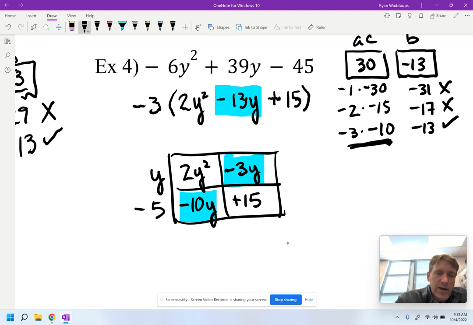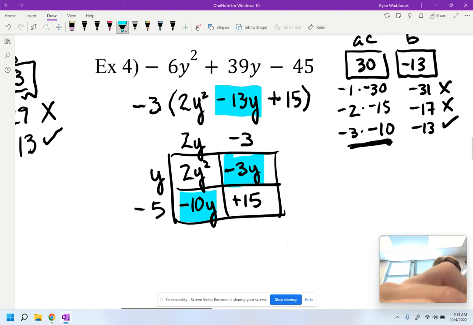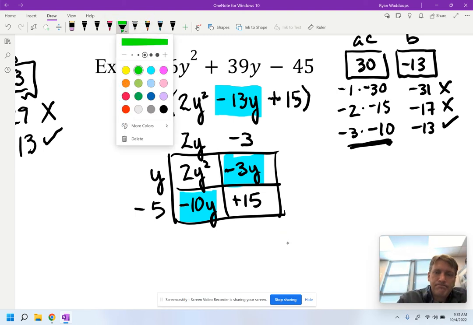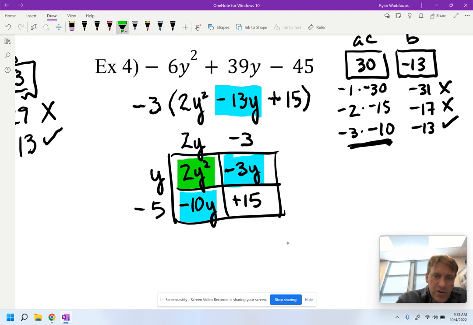2y squared and minus 10y, they both have 2 and a y. And negative 3y and 15, they both have, let's say, negative 3. Now I'm going to adjust for the signs there if I need to. 2y times y. Let's use green. 2y times y is 2y squared.